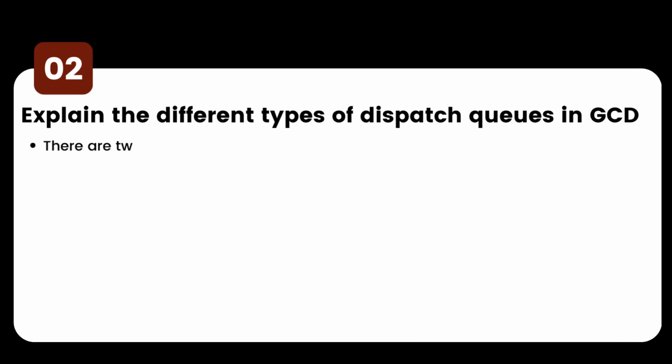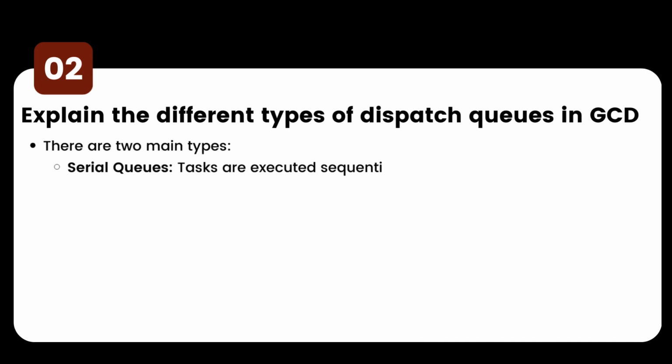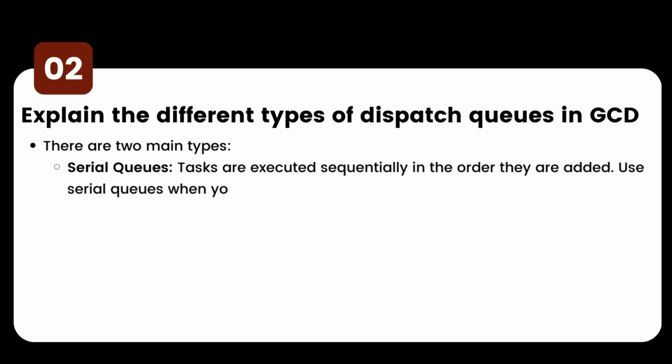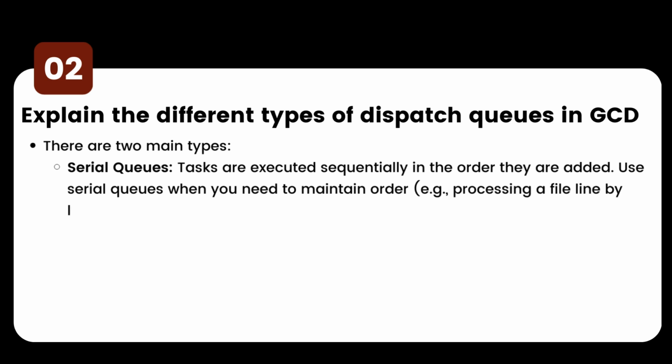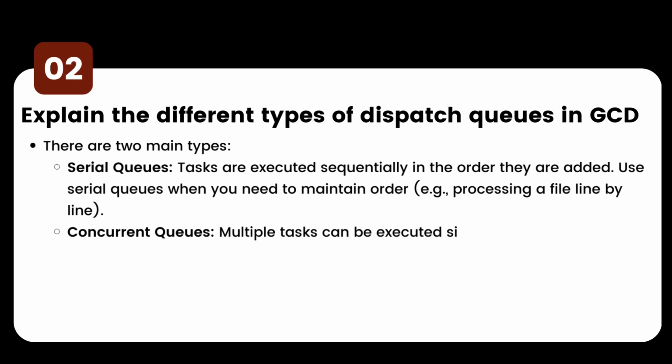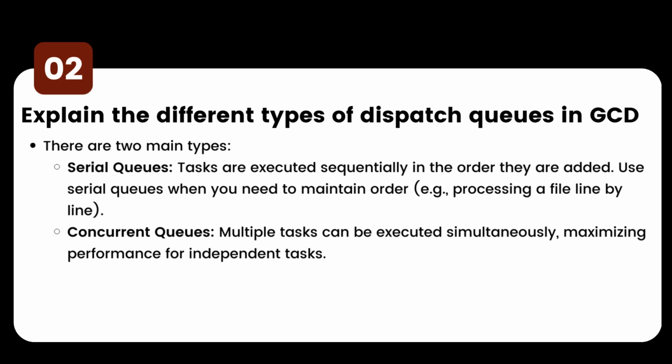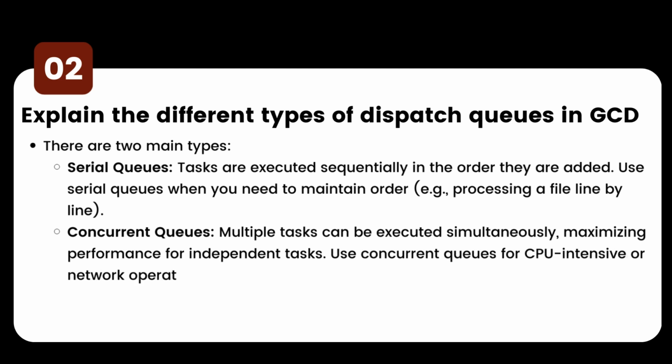Explain the different types of dispatch queue in GCD. There are two main types, serial queue and concurrent queue. In serial queues, tasks are executed sequentially in the order they are added. Use serial queues when you need to maintain order, that is, to process a file line by line. In concurrent queues, multiple tasks can be executed simultaneously, maximizing performance for independent tasks. Use concurrent queues for CPU-intensive or network operations that don't require strict order.